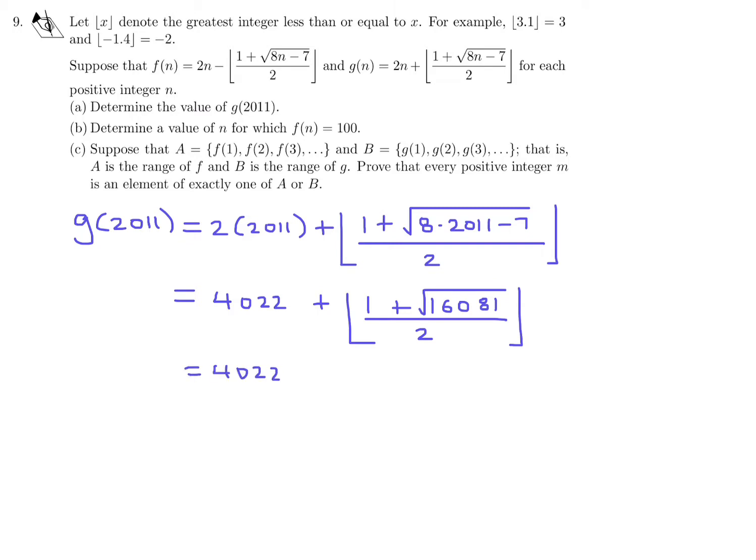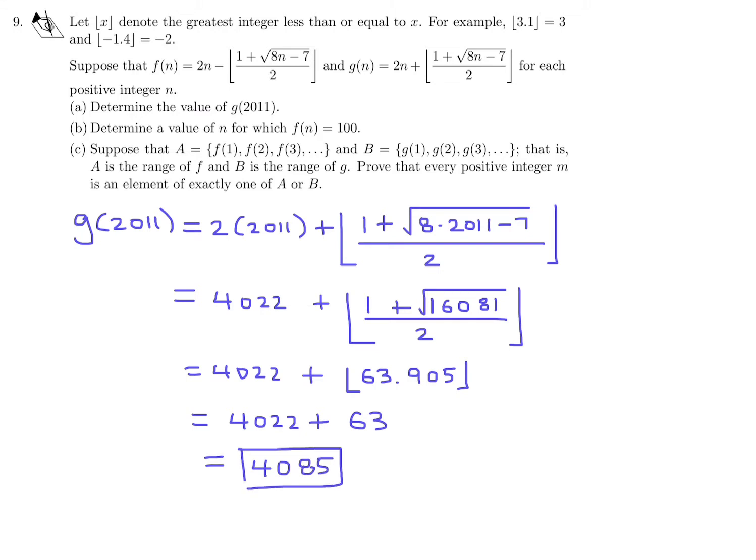This is 4022. And this becomes approximately 63.905. And then that symbol basically means that you get the greatest integer less than or equal to that number, which is 63. And then if you add those two numbers, you get 4085. So that is the answer to part A.